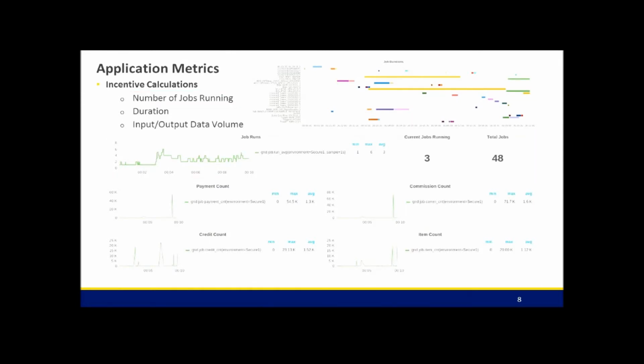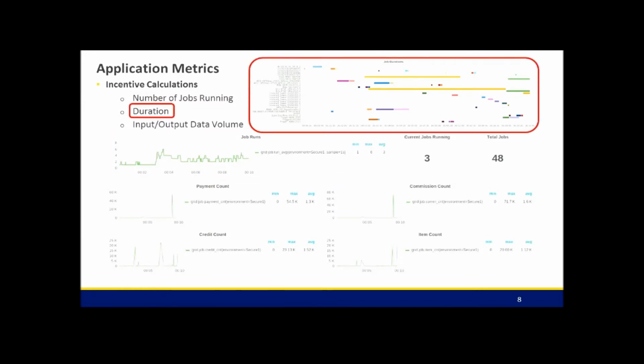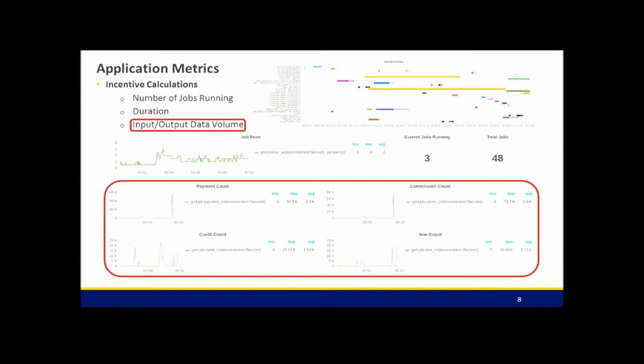So we collected three metrics. The first one is incentive calculations, and they're called jobs here in the slides. Here we have the job count and the total number of jobs that have been run. And then there's the job durations, which are shown in a Gantt chart, which will be explained in the next slide. And we have input output volume, data volume, which comes in the form of payment counts, commission counts, credit counts, and item counts.